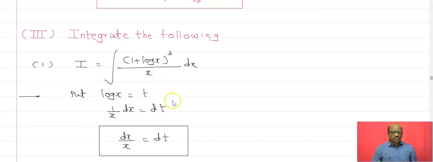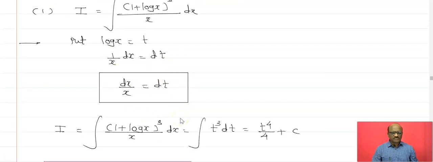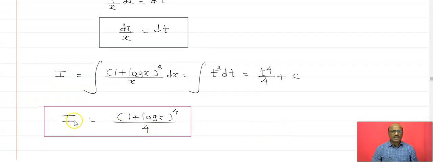Put log of x is equal to t, then you will get 1 upon x into dx is equal to dt. Therefore dx upon x is equal to dt. Therefore I is equal to the integral of (1 plus log x) cube upon x into dx, which is the integral of t cube into dt, which is t raised to 4 upon 4 plus c. And that's why I is equal to (1 plus log of x) raised to 4 upon 4 plus c. I forgot to write the plus sign, but you can understand that there is a plus also.